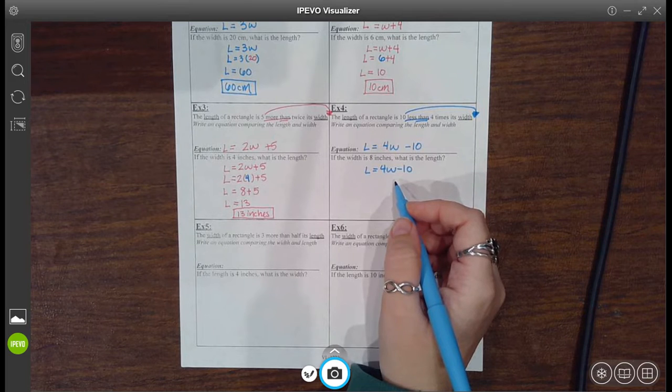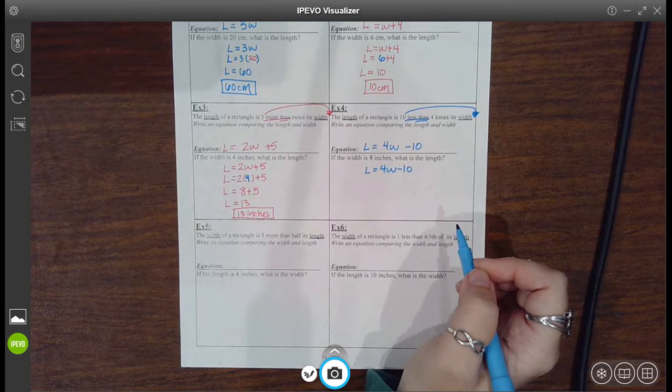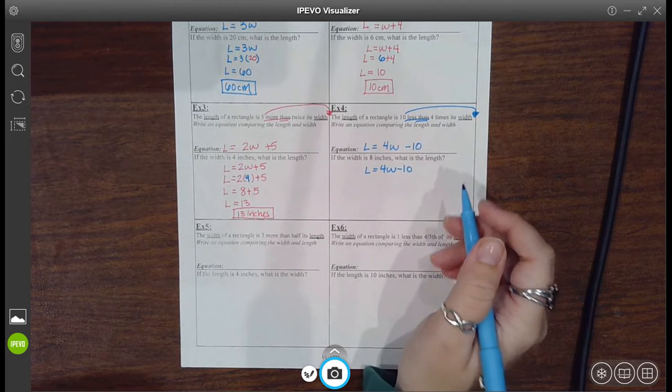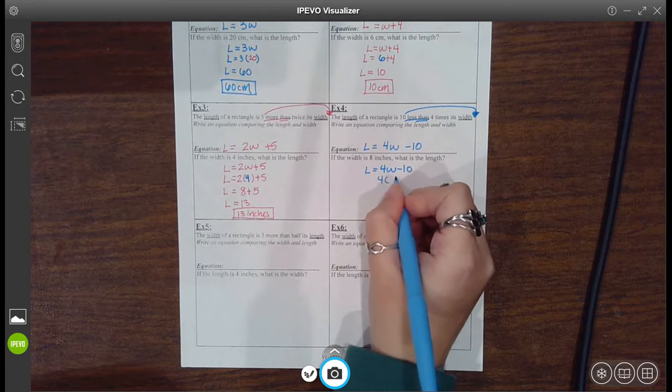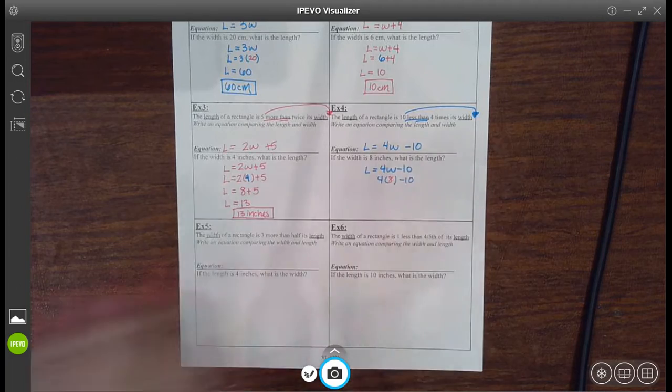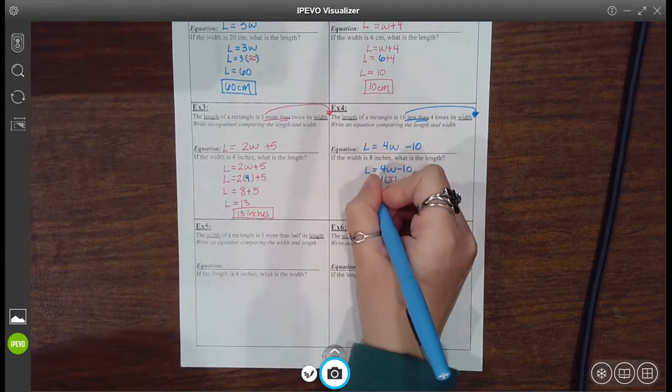The commutative property does not work for subtraction problems. Okay, now hopefully you got this right. Let's go ahead and fill in. They told me that the width is 8, so I'm going to replace w with 8. And other than that, everything else stays the same.